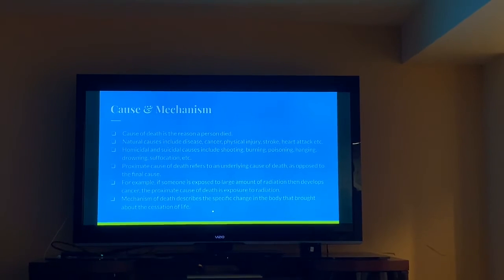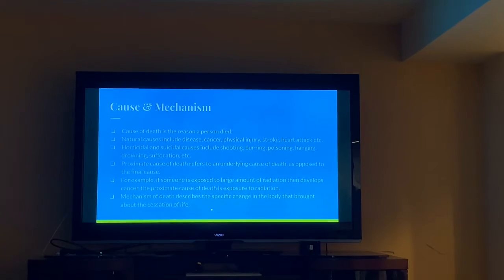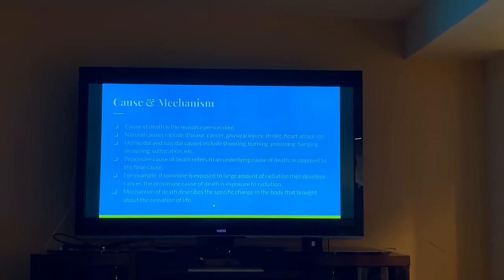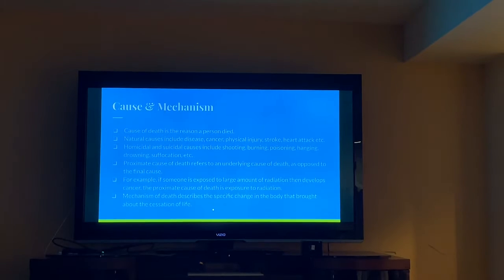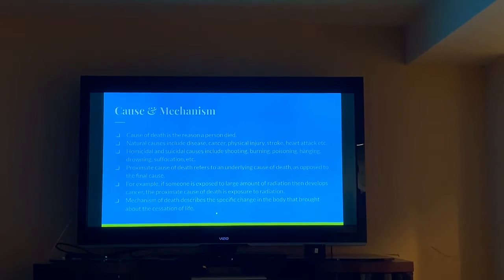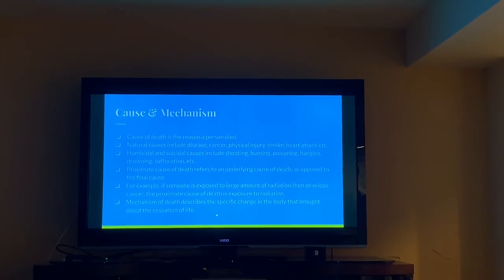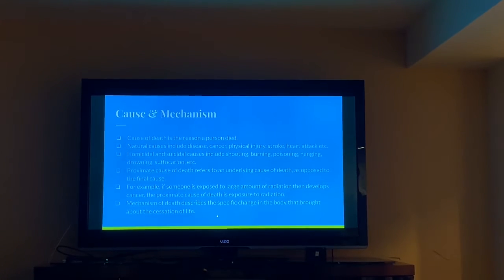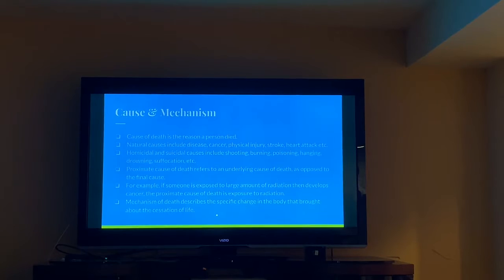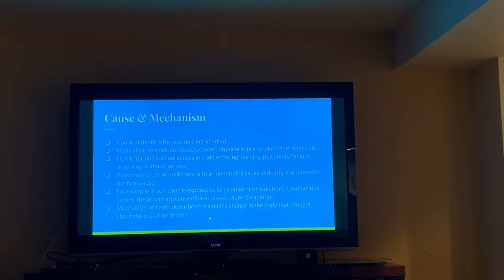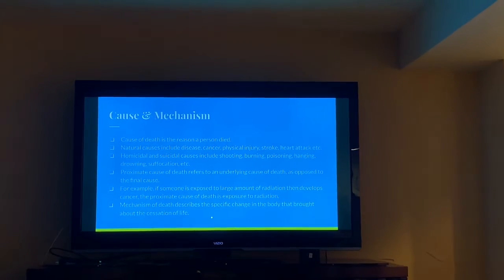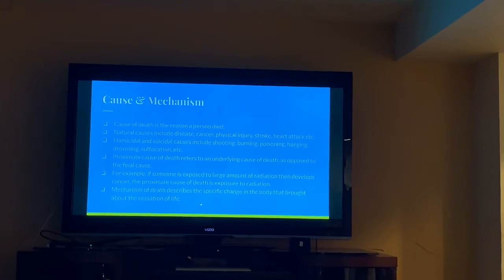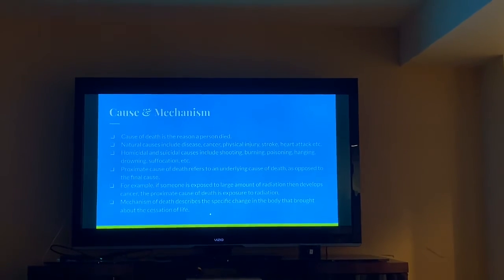Proximate cause of death refers to an underlying cause of death, as opposed to the final cause. For example, if someone is exposed to large amount of radiation and develops cancer, the proximate cause of death is exposure to radiation. Mechanism of death describes specific change in the body that brought about the cessation of life. I'm going to give you guys a couple seconds to write this down here.